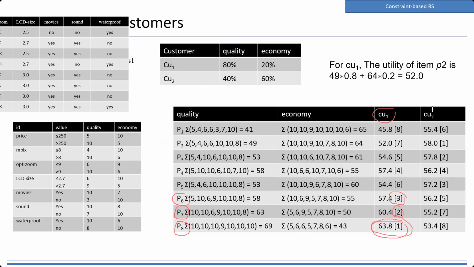For customer 2, we have the P2, P3, and P5. So we can give these items based on the product knowledge and the rating, and we rank based on the utility.